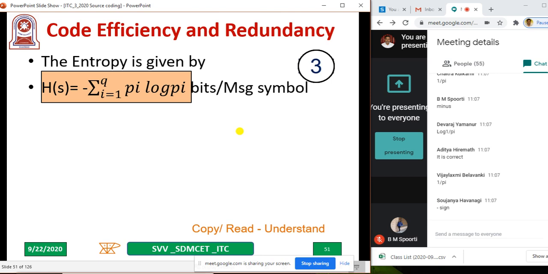Copy down this. H of S equal to. Most textbooks prefer the minus because they can fit it in one line. In the textbook, if they type 1 divided by PI, it will take 2 lines. If they type minus and write log PI, it fits in 1 line. So let us go to the next.